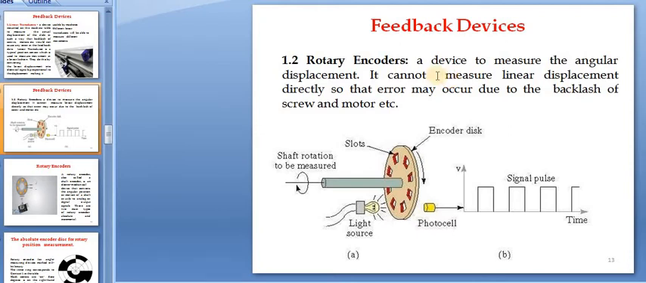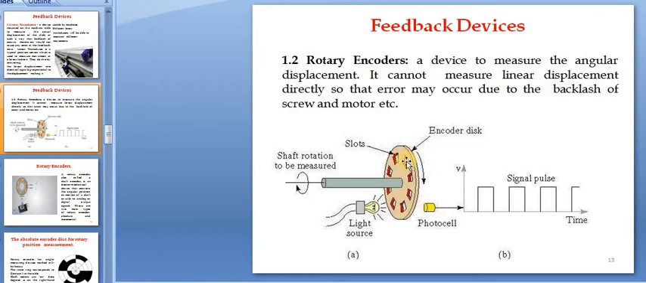Second is rotary encoders, a device to measure angular displacement. It cannot measure linear displacement directly, so error may occur due to the backlash of the screw and motor, etc. So what is the exact working principle of this particular rotary encoder? The light source is here, in front of the encoder disc. The encoder disc is situated on the shaft whose rotation is to be measured.